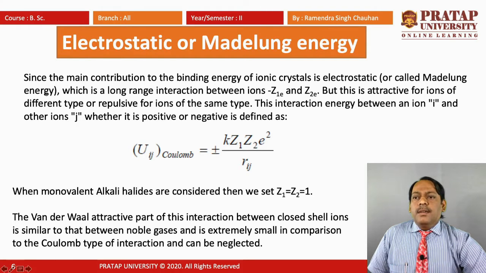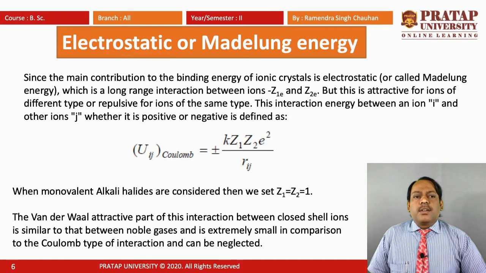Electrostatic or Madelung energy, since the main contribution to the binding energy of ionic crystals is electrostatic, which is a long range interaction between ions with charges minus Z1e and Z2e. This is attractive for ions of different type or repulsive for ions of the same type. This interaction energy between an ion i and ions j, whether it is positive or negative, is defined as U_ij Coulomb, equal to plus or minus k Z1 Z2 e square upon R_ij.